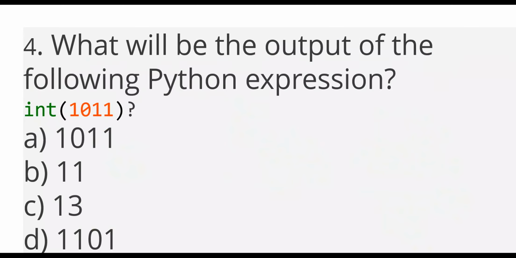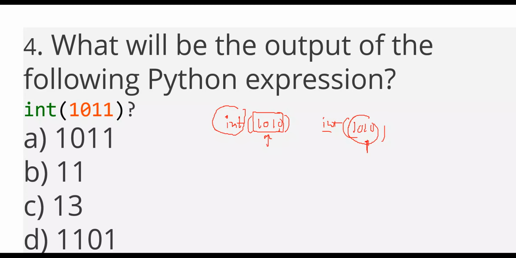Here the next question is, what will be the output of the following Python expression? Here what is given? Int of 1 0 1 1. So you want to convert it into int, but in int you have not mentioned any base. That means it may be binary, or octal, or hexadecimal. We have not mentioned. We have taken simply 1 0 1 0. You want to convert 1 0 1 0 into integer.